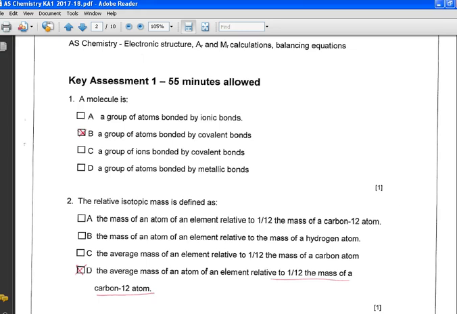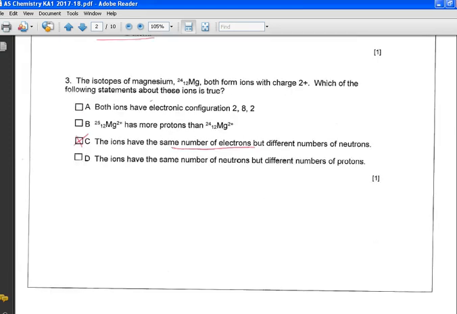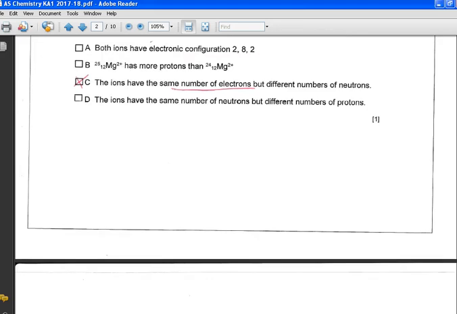This is just a definition of a molecule, which you should all know, that molecules are covalently bonded groups of atoms. Relative isotopic mass, again, is a definition. Basically, don't forget about the 12th of the mass of carbon-12. An isotope, again, another definition. You've got all these definitions in your books, my students anyway, my group. And you need to learn them.